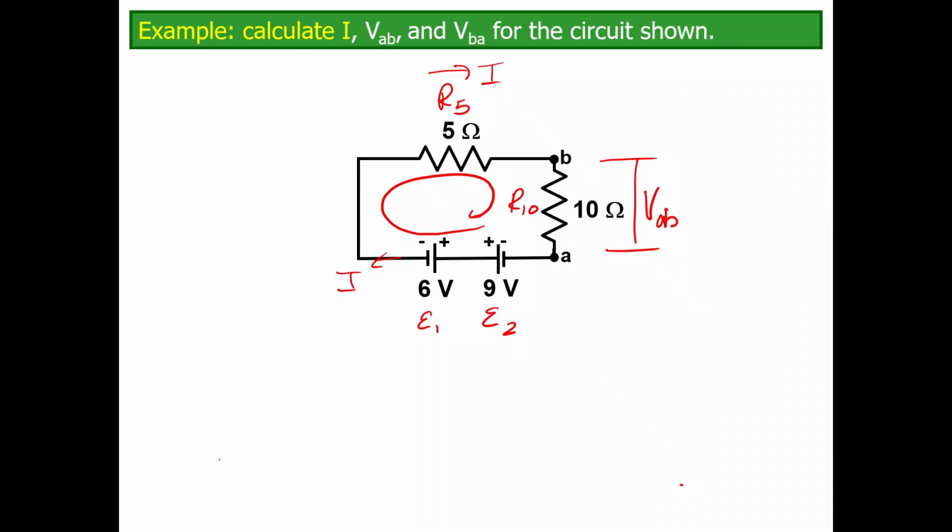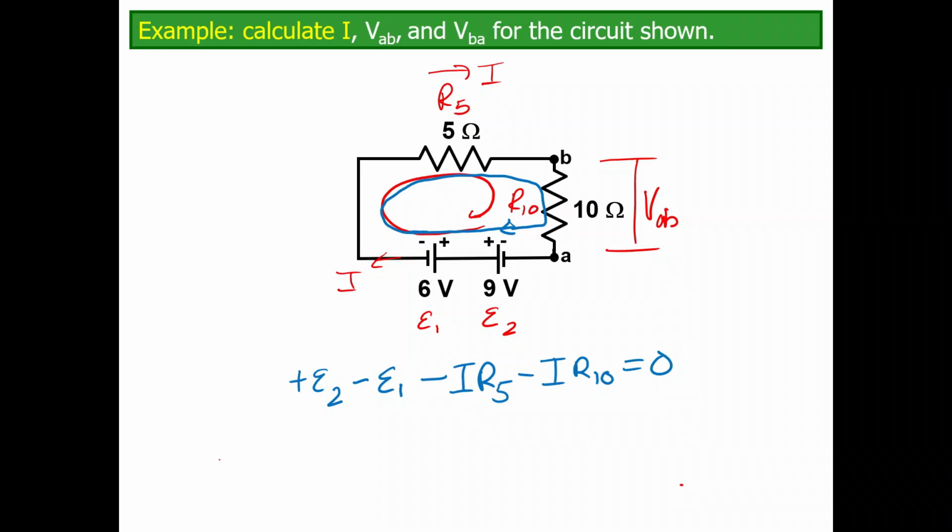If I wanted to go through and write that rule, then I'm going to get a positive E2, a minus E1, and then I'm going to get minus I times R5 and minus I times R10. And that has to add up to 0. So starting here, going through that one backwards and going the correct direction through both of those. Okay, so then I made it back to my power supply.